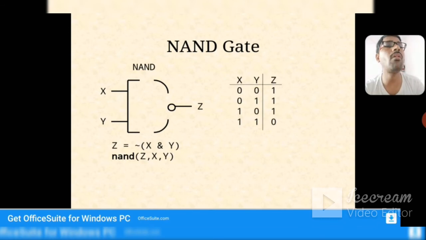That means whatever output we get in the AND gate will be complemented in the NAND gate. In the case of the AND gate, we get 0 in all cases except when both inputs, or all the inputs, are 1. So the result is complemented. Hence, in the NAND gate, we will get output 1 in all cases except when both inputs are 1, where we get a 0.